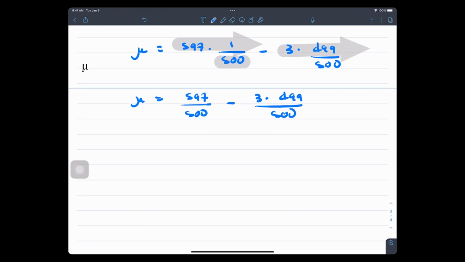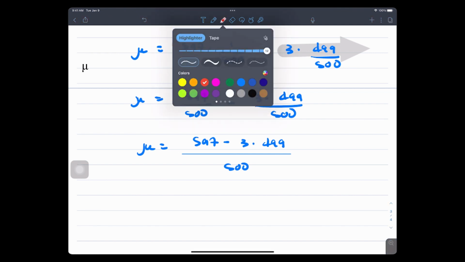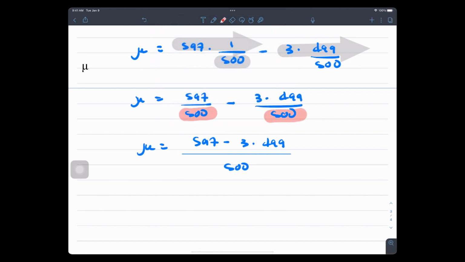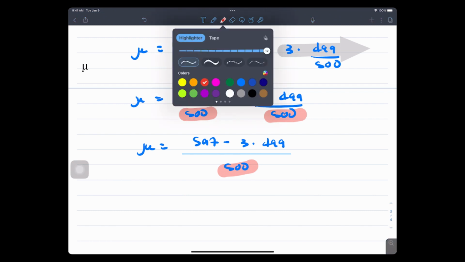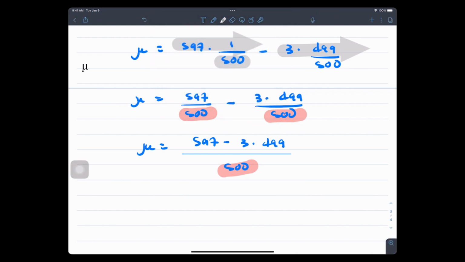And then what happens here? 597 minus 3 times 499. Remember, why do I get to put this over the same denominator? Do you guys remember? Because when you add or subtract fractions with the same denominator, what do you really do? You keep it all over the denominator, and you add or subtract the numerators.